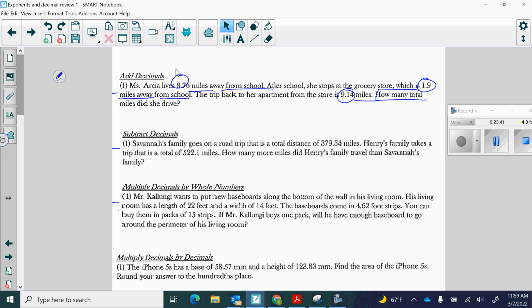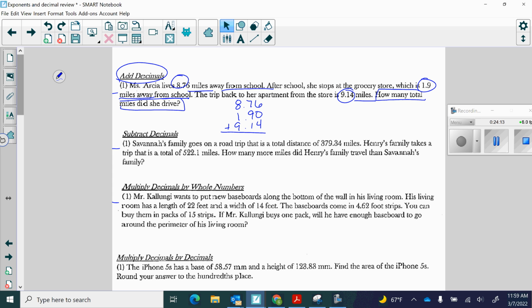So we already know we are going to be adding these decimals because that is what they told us. But what's important about adding decimals, Kaylee? You have to line up the decimals. So my first one, 8 76/100, then 1 9/10, and then 9 14/100. What do I do to make them have the same place values? Add a 0 behind the 9.